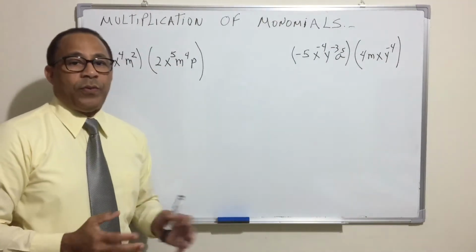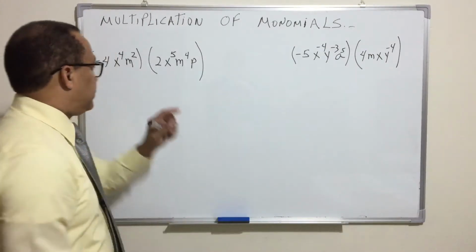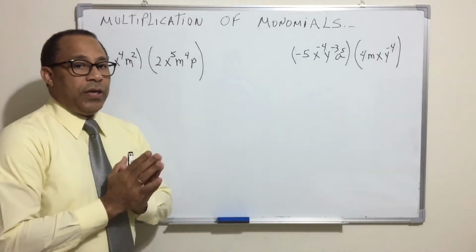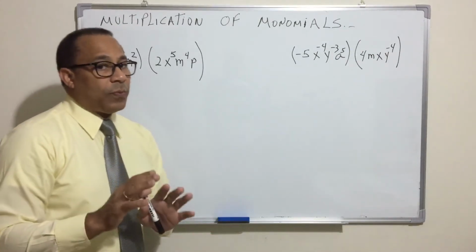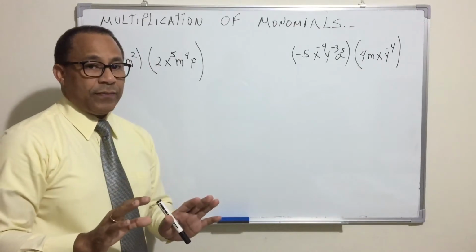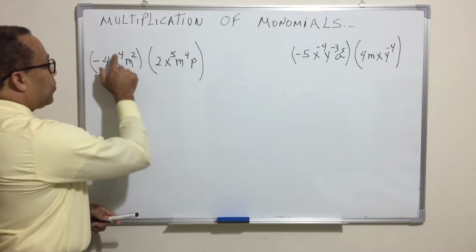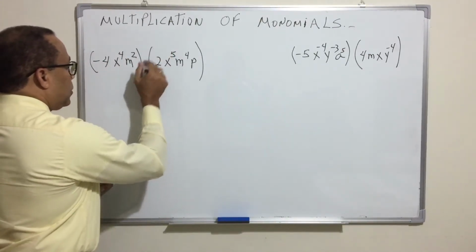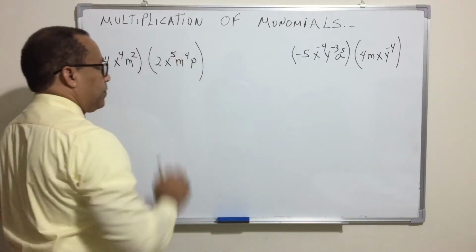In order to multiply the monomials, first we multiply the coefficients, and then we multiply the variables. But in order to multiply the variables, we need to add or subtract the exponents. Let's explain. I'm multiplying negative 4x to the fourth m to the second times 2x to the fifth m to the fourth p.